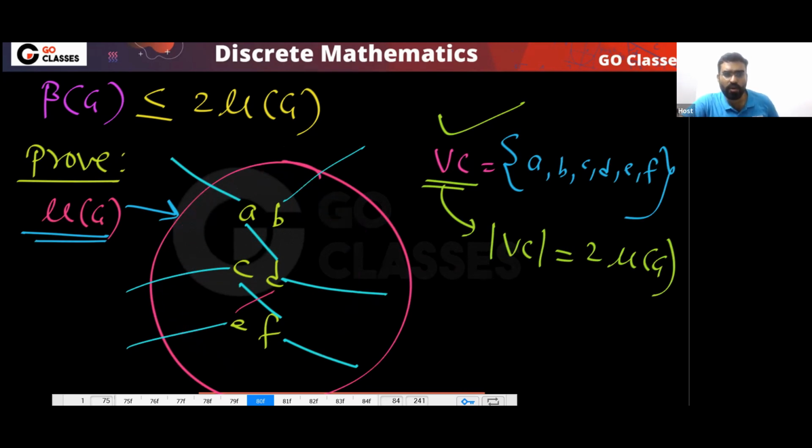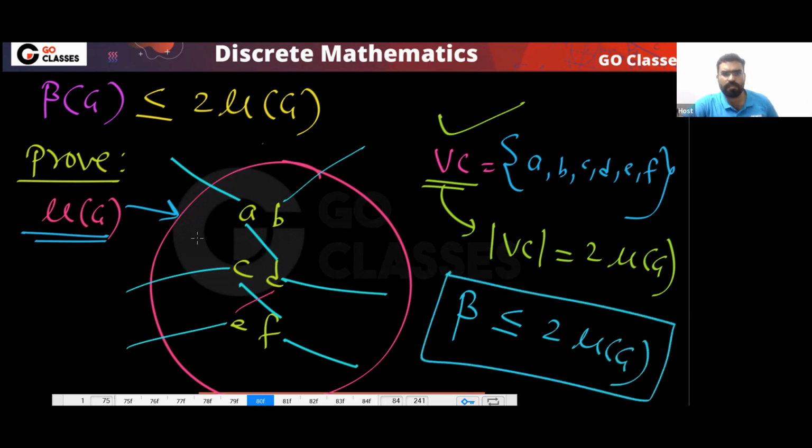So now this is a vertex cover. Then what can you say about the minimum vertex cover? This is a vertex cover, but I am not saying this is minimum. So the minimum vertex cover is less than or equal to 2 mu. Is this clear? If this is a vertex cover, then the minimum vertex cover should be less than or equal to this. Yes or no?